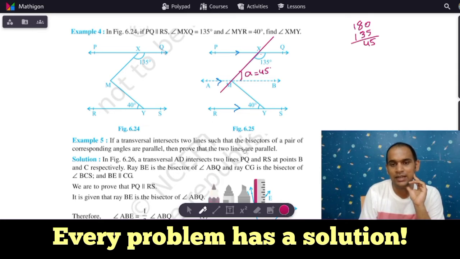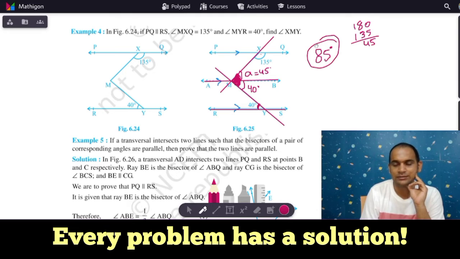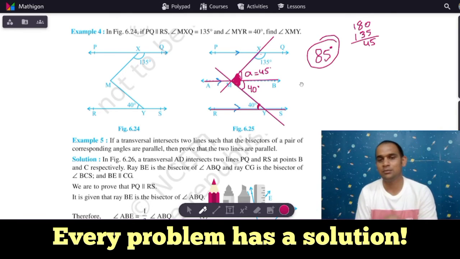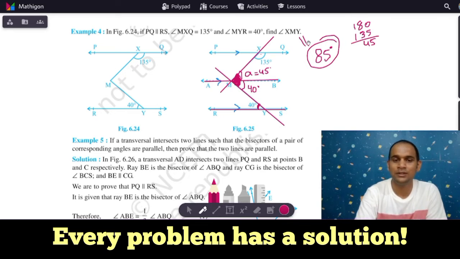Now we will take the other angle. Here AB is parallel to RS. Obviously it is, because of the theorem. Let's take this MY as the transversal. As you can observe, this is 40 degrees, alternate interior angle. This is also 40 degrees. So what does the question demand? The question demands XMY, this particular angle. So if you have to find this angle, just add 45 and 40, you will get 85 degrees. I hope that is very clear for you. So angle XMY equals 85 degrees.